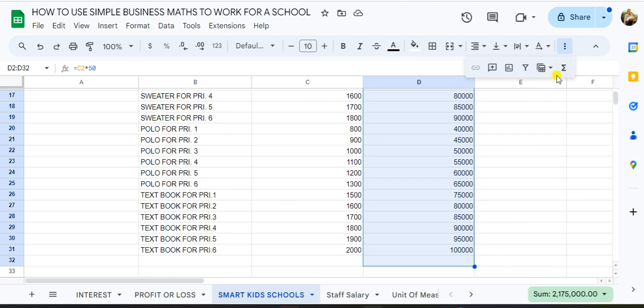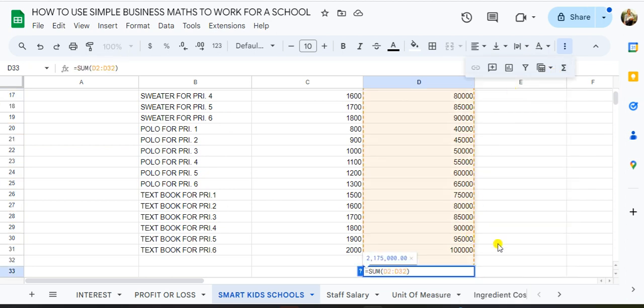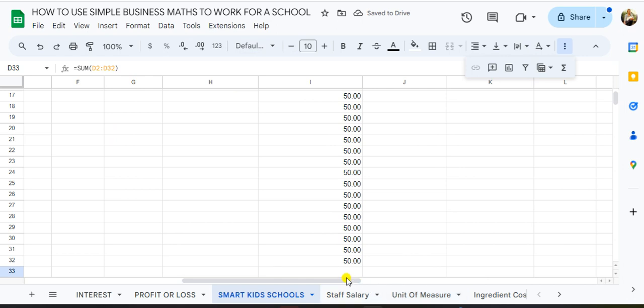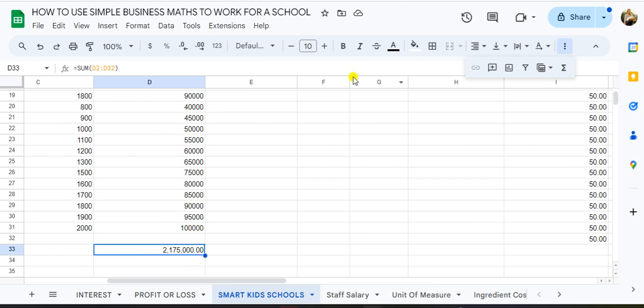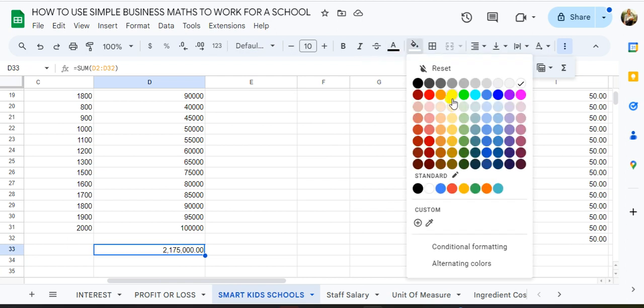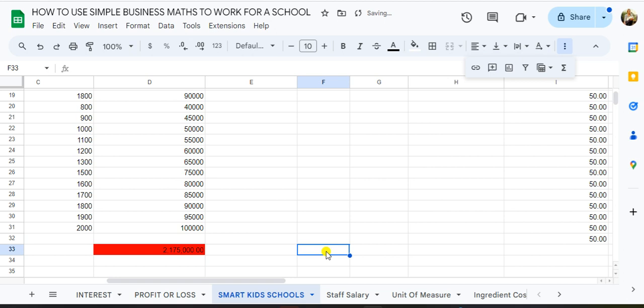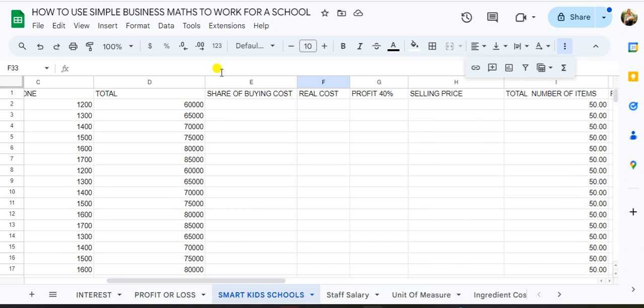So we have to sum it up now. This is how much it costs the school. It costs the school 2,175,000 naira for the product, but that is not the real cost. You understand me? That is not the real cost. So now we are going to share the buying cost among the real cost.